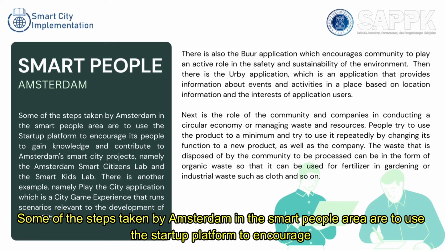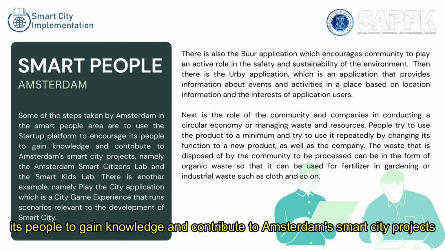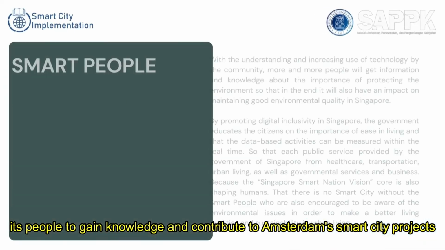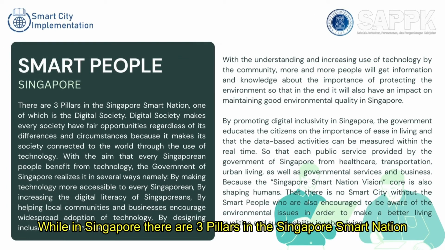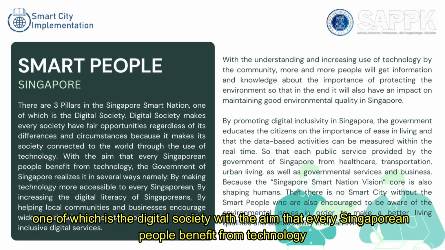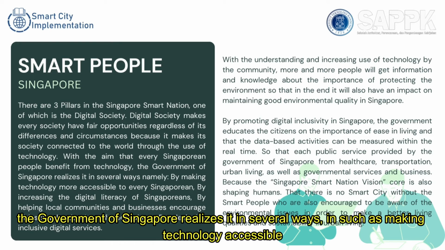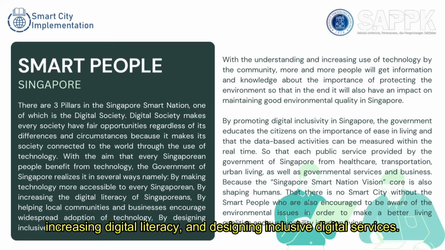Some of the steps taken by Amsterdam in the smart people area are to use startup platforms to encourage its people to gain knowledge and contribute to Amsterdam's smart city projects. While in Singapore, there are three pillars in the Singapore Smart Nation, one of which is the digital society. With the aim that every Singaporean benefits from technology, the government of Singapore realizes this in several ways, such as making technology accessible, increasing digital literacy, and designing inclusive digital services.